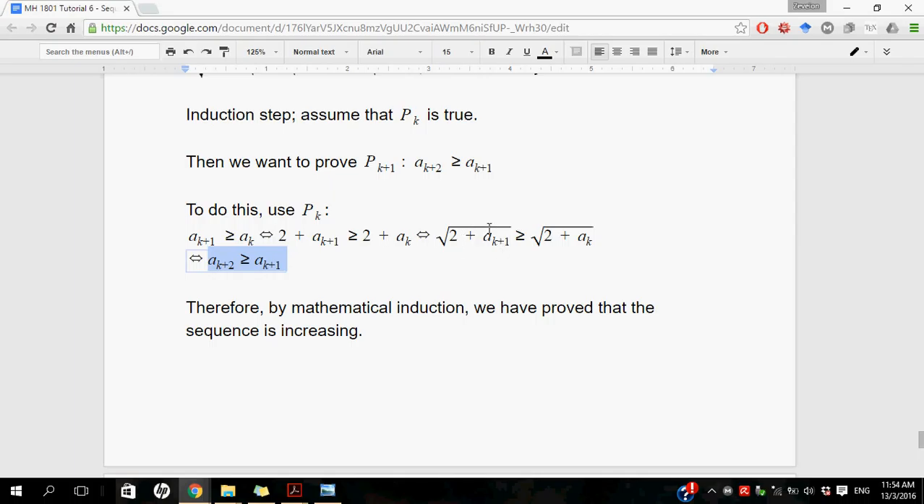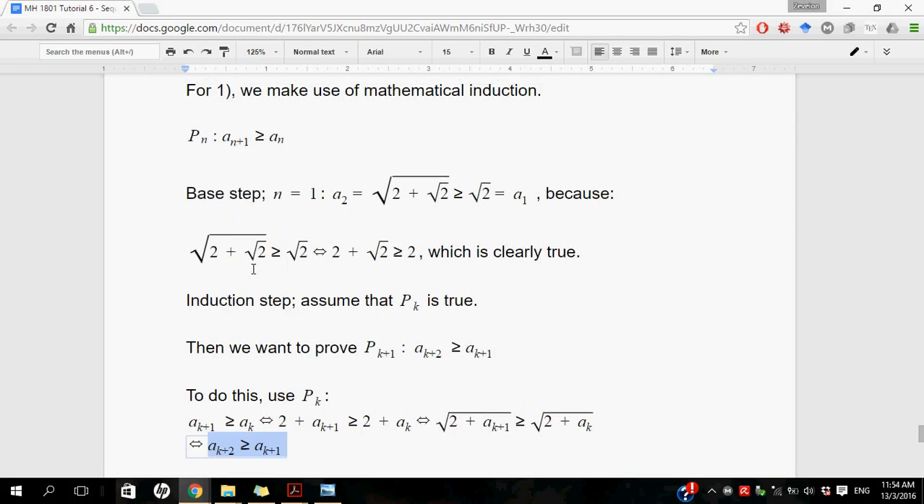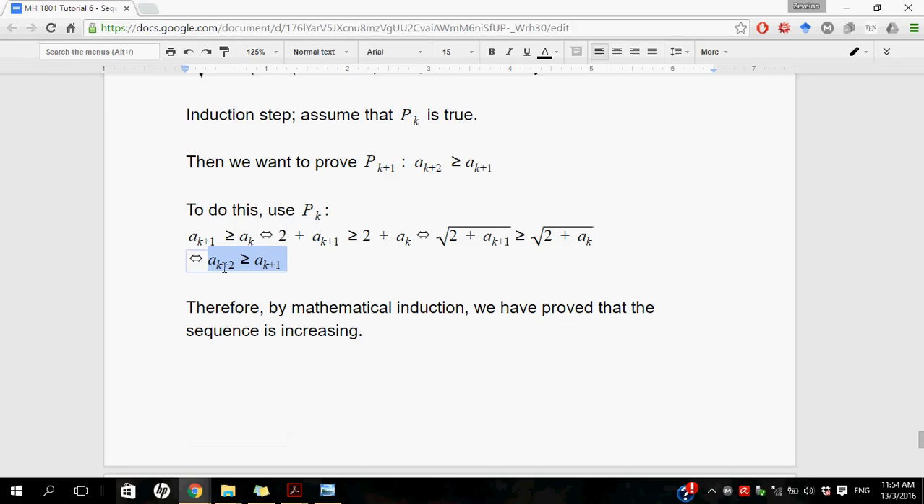We recognize square root of 2 plus ak plus 1 from our formula is just ak plus 2, and similarly this is ak plus 1. But the statement here is the same thing as pk plus 1. That's right here. In other words, we have shown that once we assume that ak plus 1 greater than or equal to ak is true, we can use a series of computations and show that it would imply that pk plus 1 is also true.